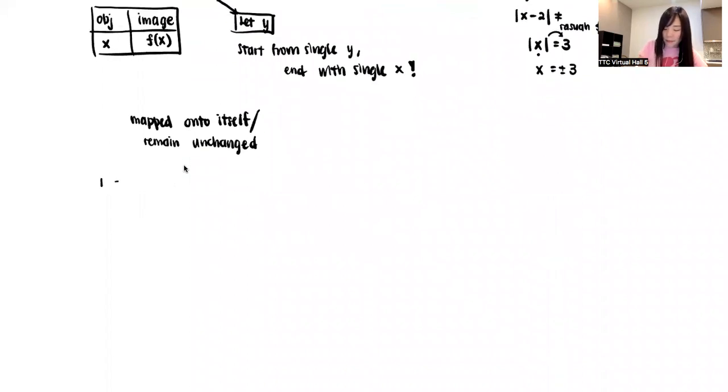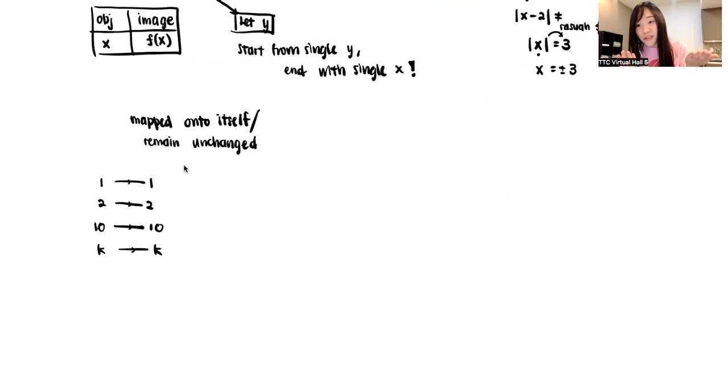It's like 1 map to 1. It's like 2 map to 2. It's like 10 map to 10. It's like K map to K. Isn't it that's the meaning of map onto itself, right? So remain unchanged totally represents the same thing. 1 to 1, not changing. 2 to 2, not changing. 10 to 10, not changing. Same meaning, right? So whenever they say remain unchanged, very good, then we will write f(x) equals x.